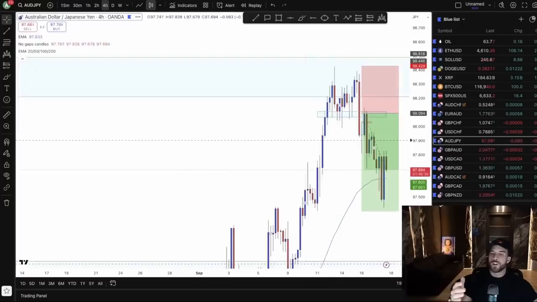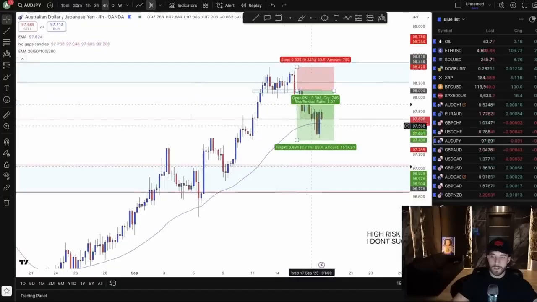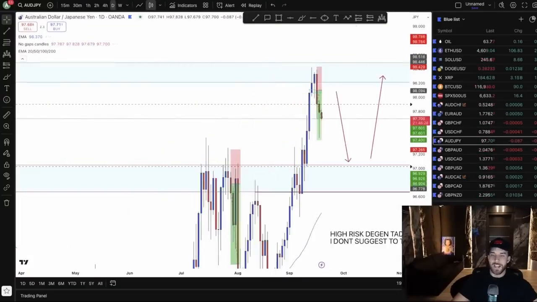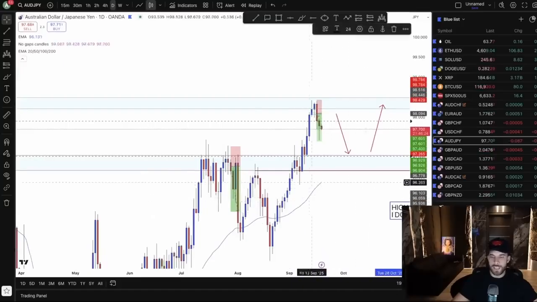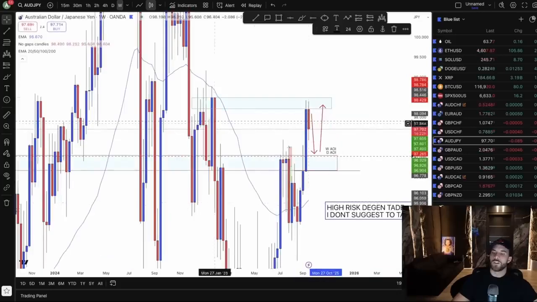But if we were to go out to the 4 hour, you can tell that we are above the EMA, and now it's potentially going to reject it to then head to the upside. On the daily time frame, we're extremely far from the EMA, for example, and on the weekly time frame, we are even further away from that EMA.